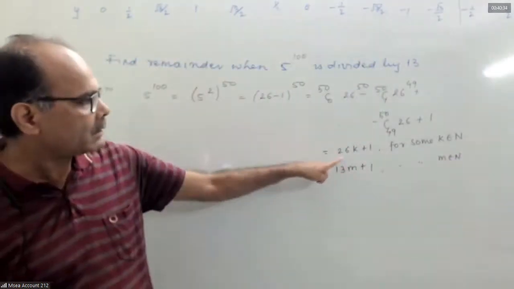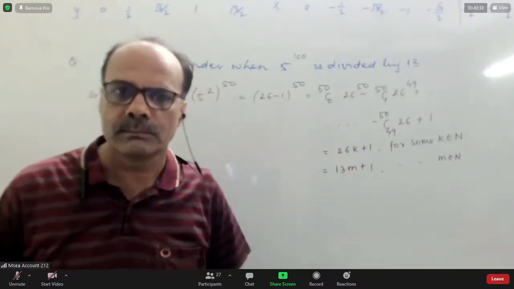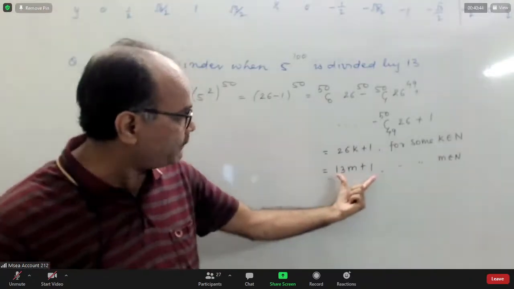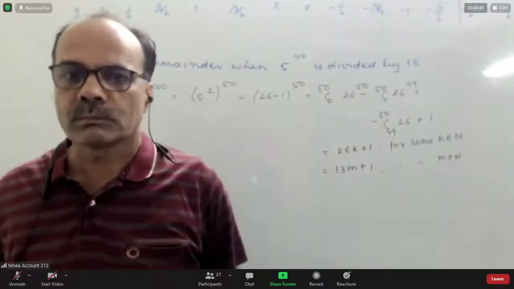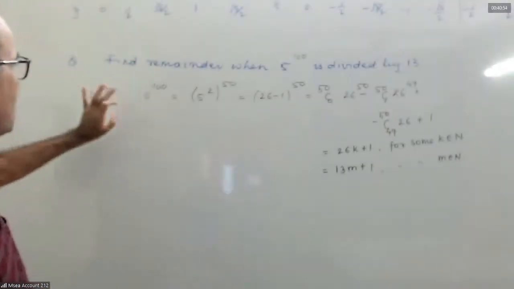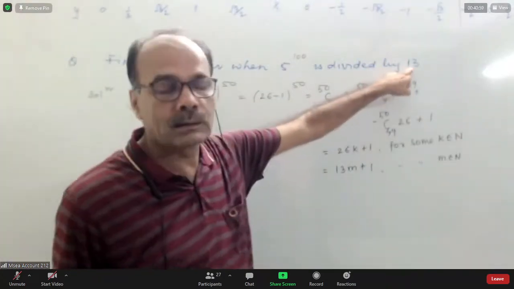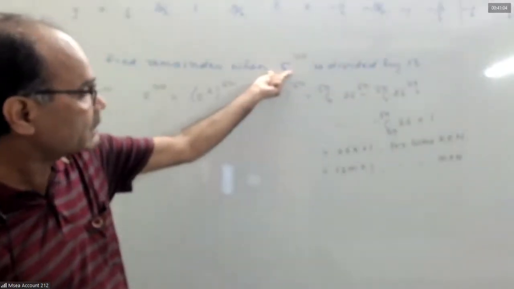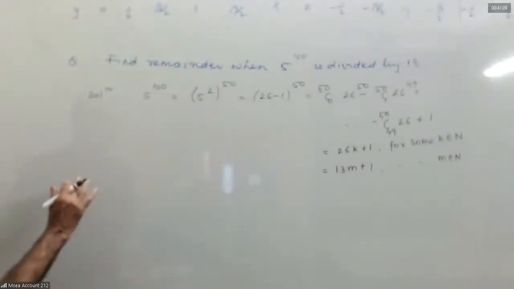This will be 13 into 2k, put 2k as some n. So this number we can write in the form of 13m plus 1. So how much is the remainder if you divide by 13? 1. Very simple. Just see by which number we are dividing and try to write that number in the form of a multiple of this. Now you do 5 to the power 99.